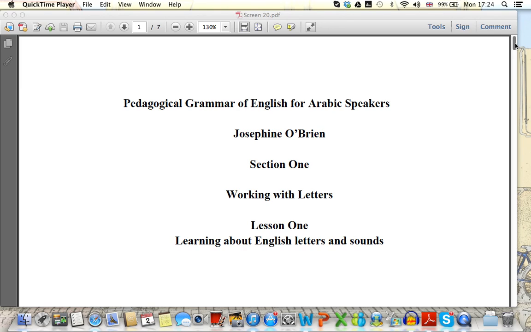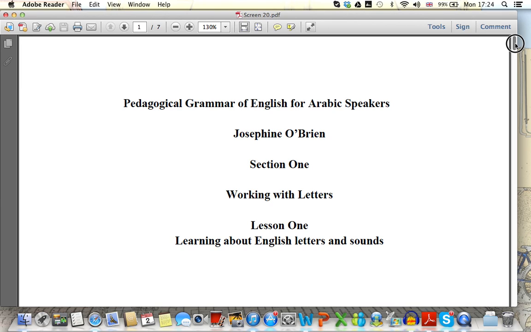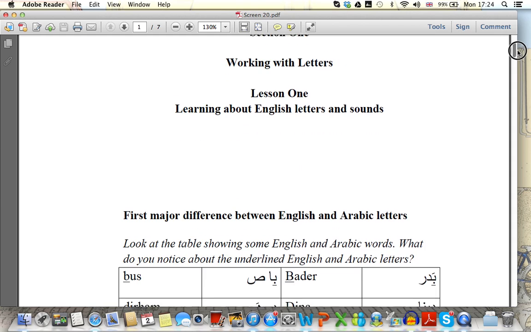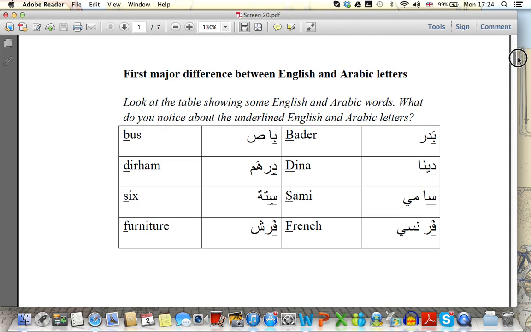Today, we are starting at section 1, working with letters, and we are going to look at the English letters and sounds, and in particular, the English consonants. When we think about English and Arabic letters, we have to remember that there are some major differences between the way we use letters in both languages.